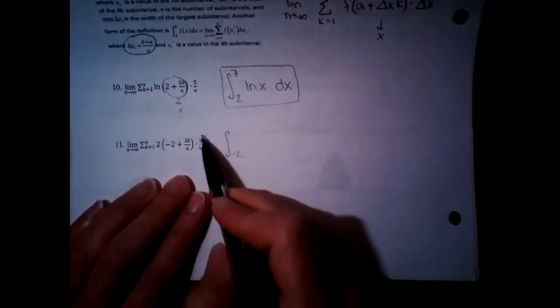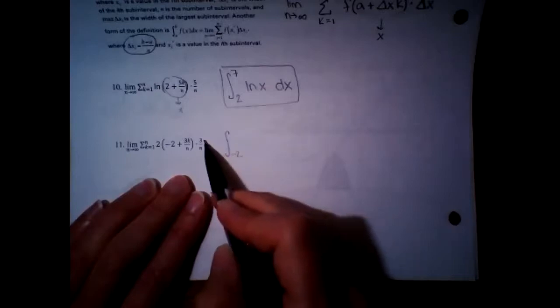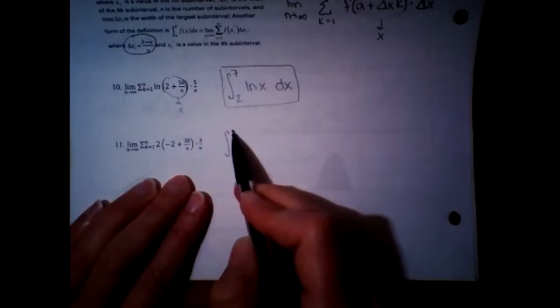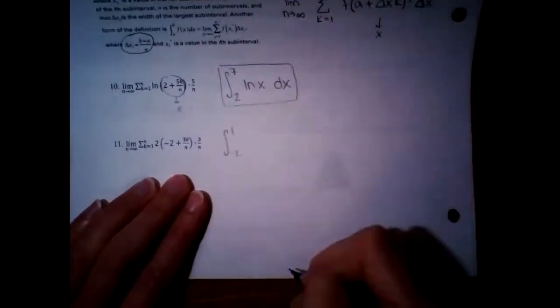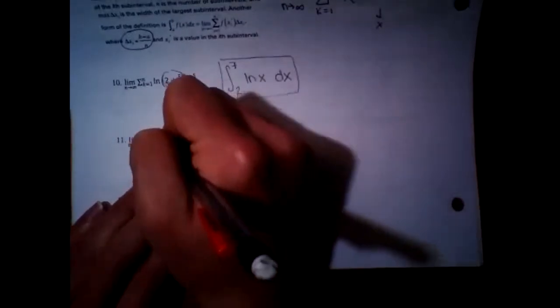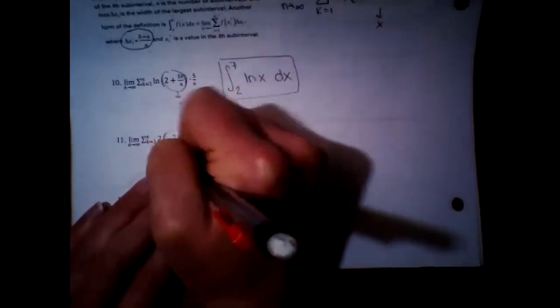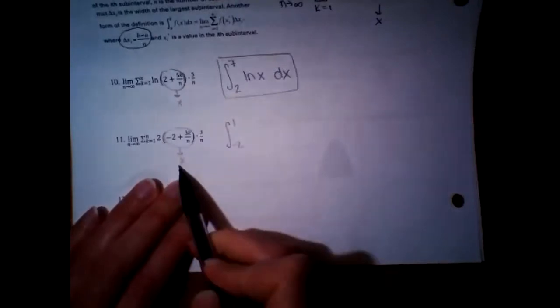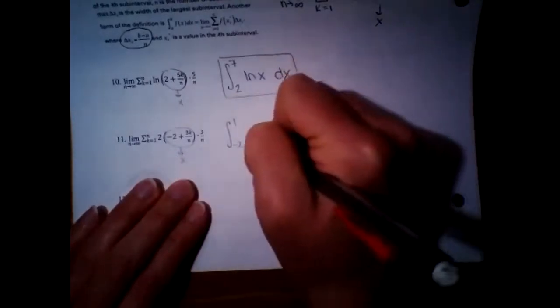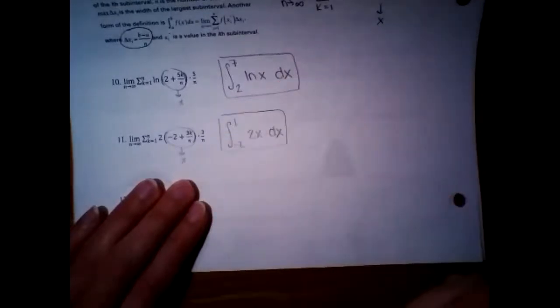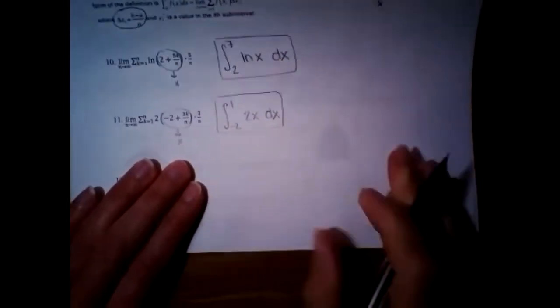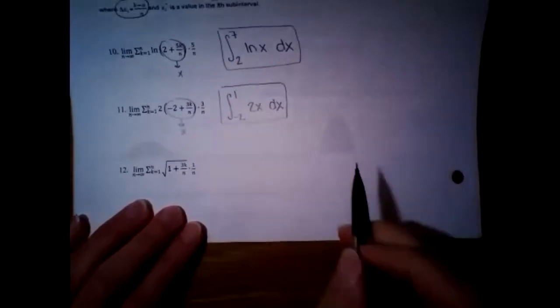And then we want the length of the interval to be 3. So if we start at -2 and we want the length of the interval to be 3, what is this upper boundary going to be? Good, that would be 1. So -2 plus 3 is 1. And then all of this inside stuff, that's going to be x. So our function is 2x, and then throw a dx at the end. So it's really like a puzzle. You're just putting everything in the right place.